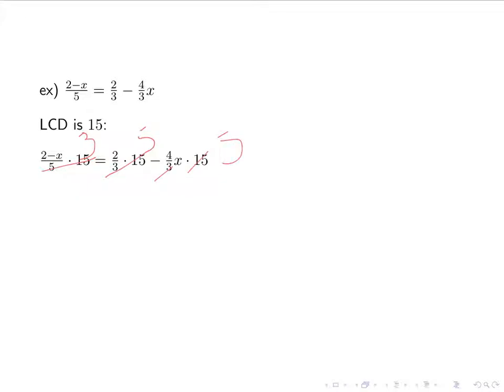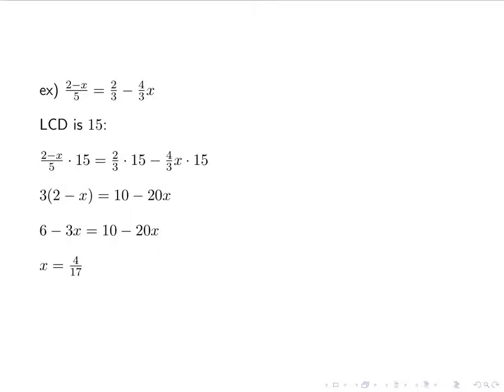So I'm going to take my 2 minus x multiplied by 3, take my 2 multiplied by 5, take my negative 4x and multiply it by 5. And then I will distribute my 3. And then again, we'll combine, bring the x's to one side, the constants to the other, and solve for x. And hopefully you get 4 over 17.